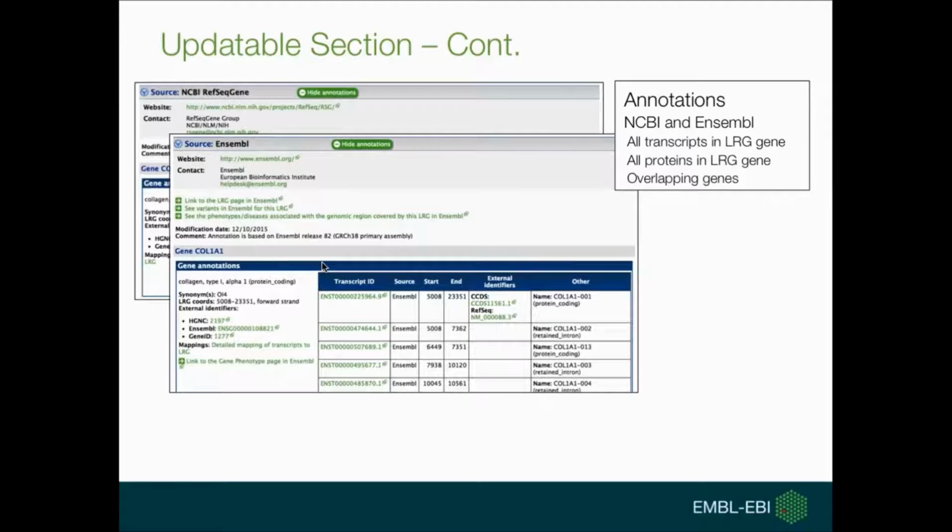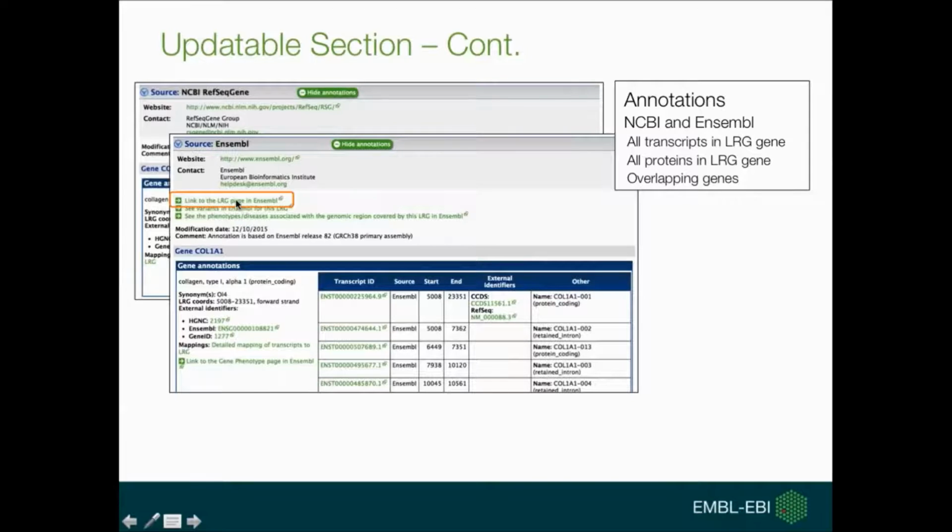You can also see the same information from Ensembl. Here are all the gene annotations for COL1A1. Here are the transcripts within that particular gene and the corresponding proteins and overlapping genes. And all this information, meaning the NCBI annotations and the Ensembl annotations together, can be seen in the LRG page in Ensembl. So each LRG, in this case COL1A1, has a particular page in Ensembl.